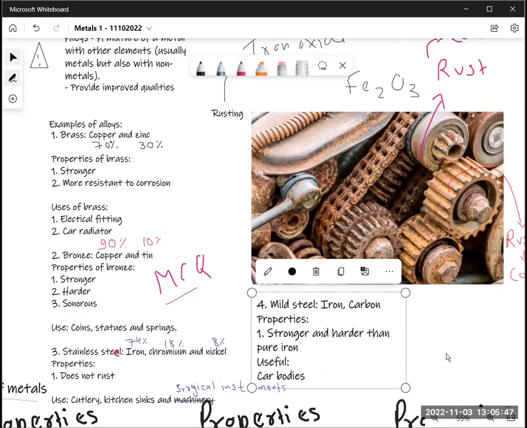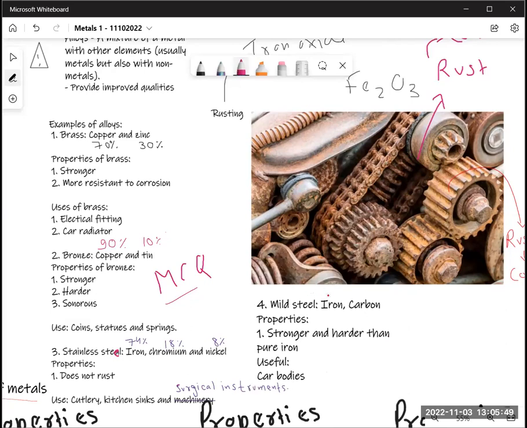Write the percentage of mild steel as well. Iron is 99.7% and carbon is 0.3%. Now you may say that's nothing, that's just rookie numbers, but not really. That 0.3% carbon makes a huge difference. You will see why in a second.